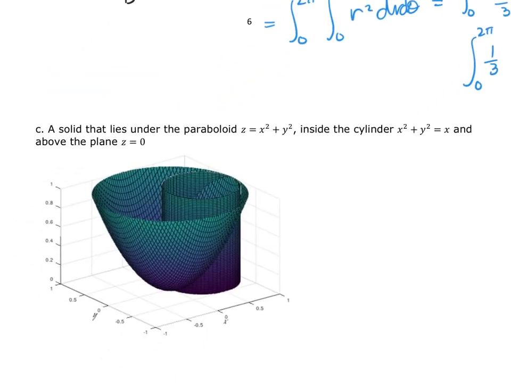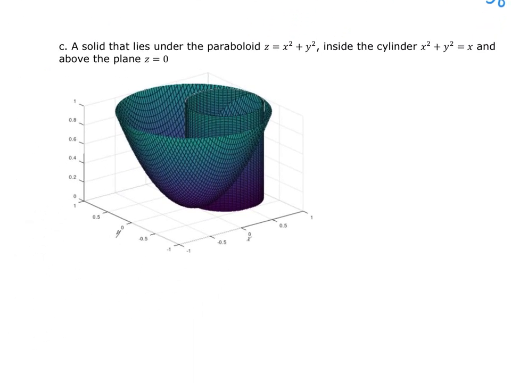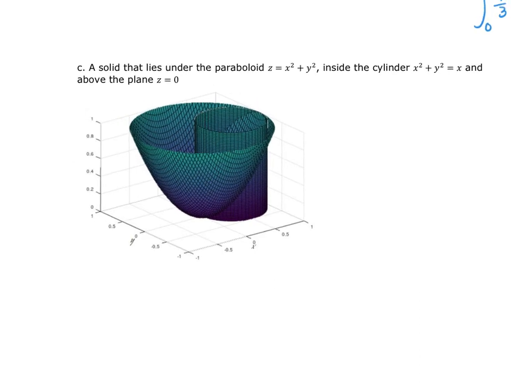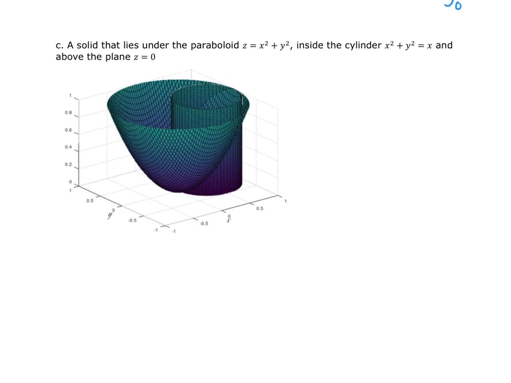Okay, now this one I've got this really cool little picture. In this really cool little picture, we want to find a solid that lies under the paraboloid, but inside the cylinder. So we're really looking at this region down here, and it's a solid. So the way that we're going to approach this is that we're going to first do the replacements.